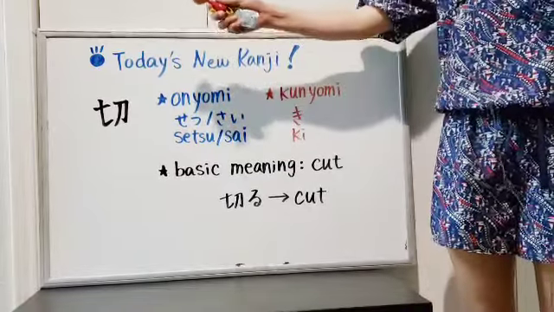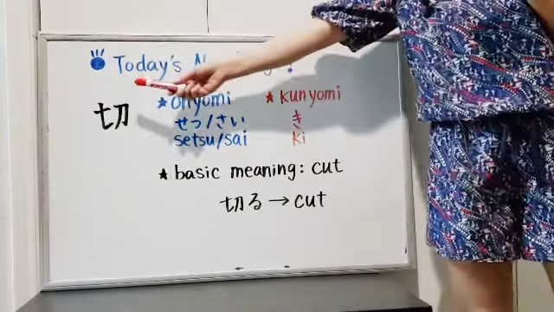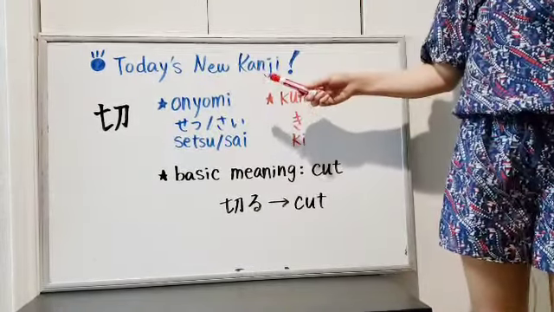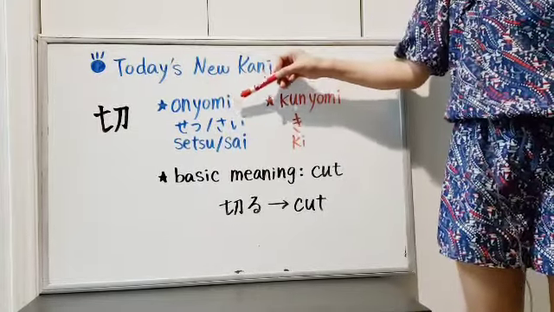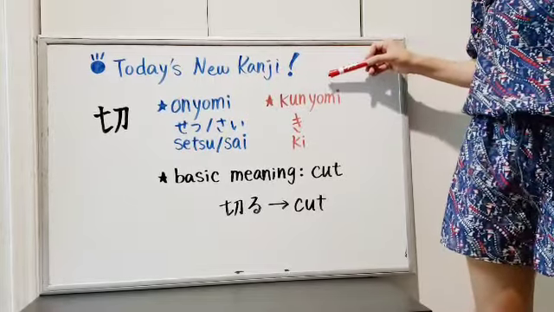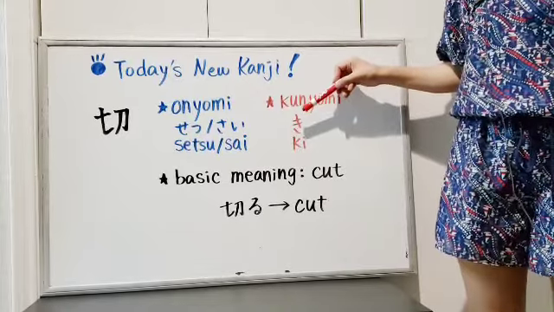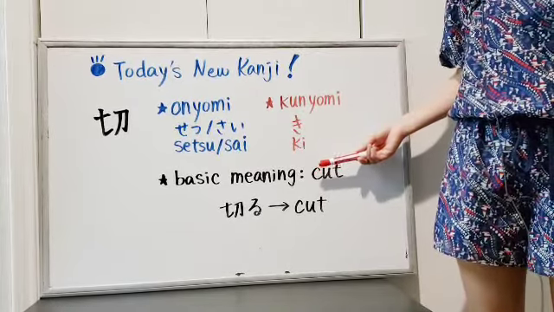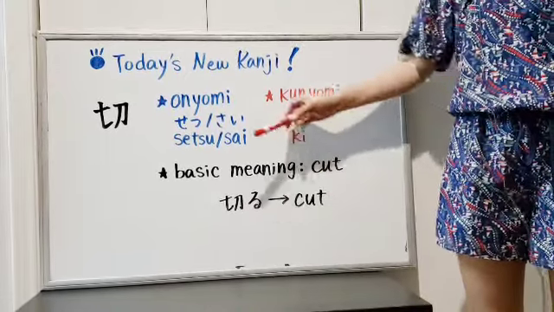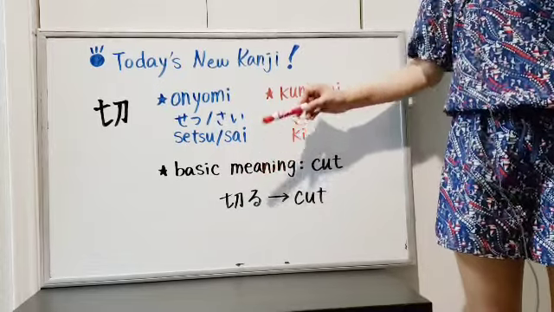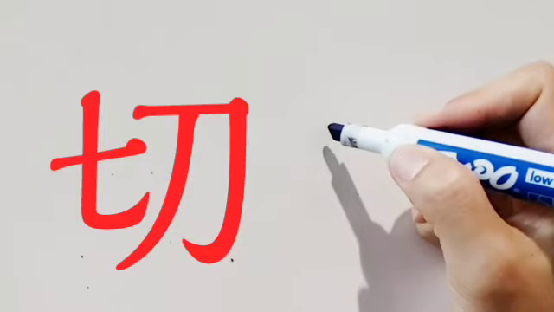Today's new kanji! Today we learned this kanji. For onyomi, this is pronounced as せつ, sai. For kunyomi, you can pronounce it as き. The basic meaning of this kanji is cut. Please remember, 切る means cut. The stroke order is like this.